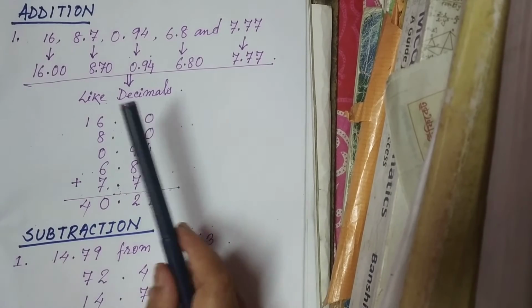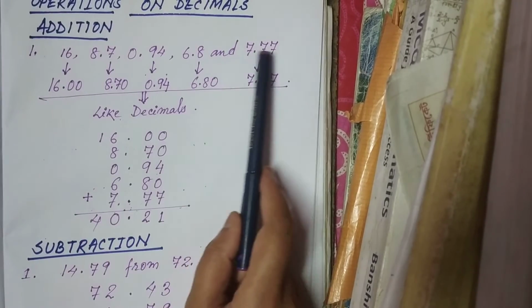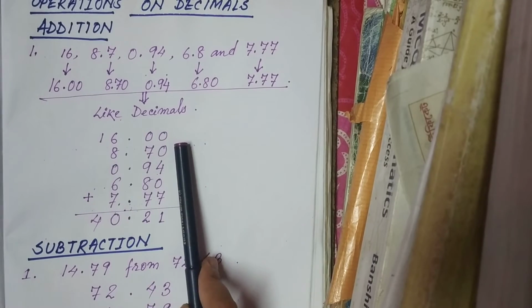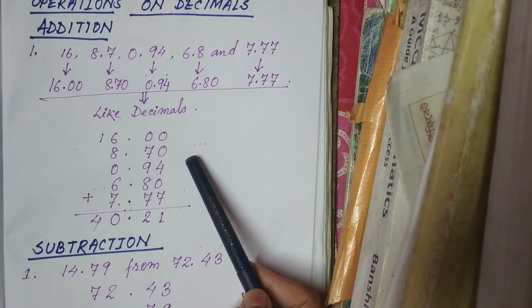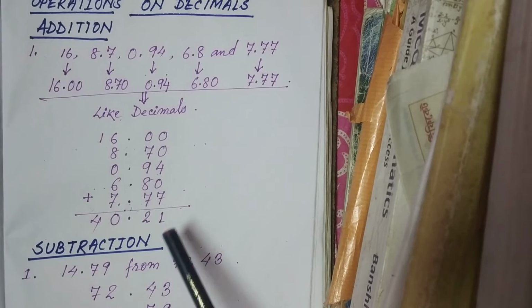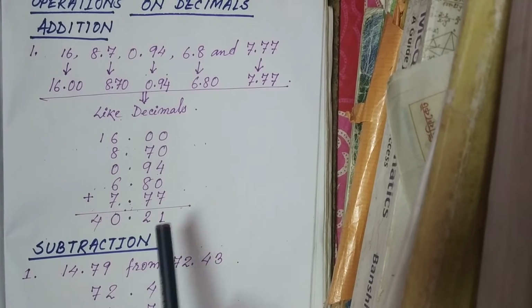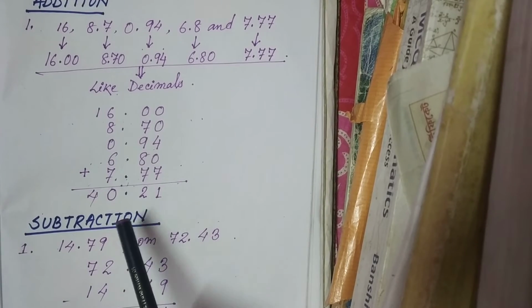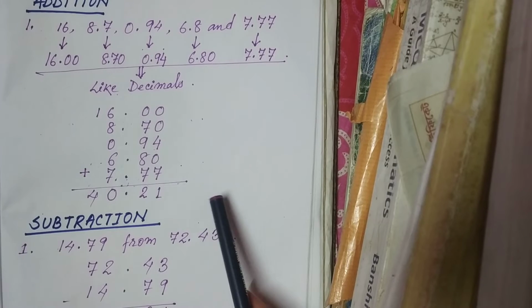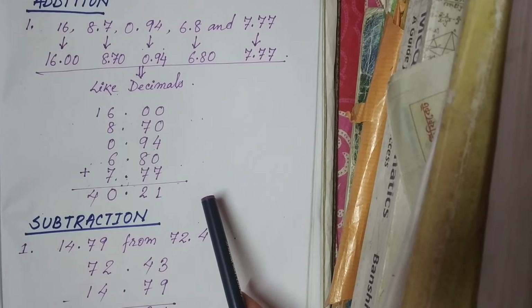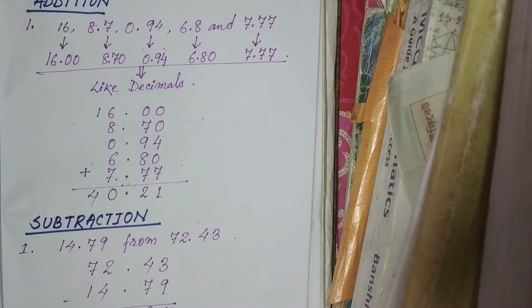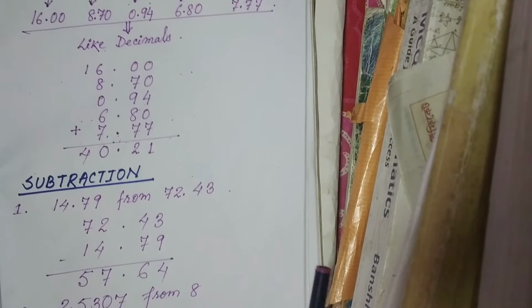It is nothing but we have to convert each of the decimal numbers into like decimals. Then we have to add all the decimals one by one and get the sum, as we usually do in any addition in mathematics. Okay. Next I will come to the next operation, that is subtraction.